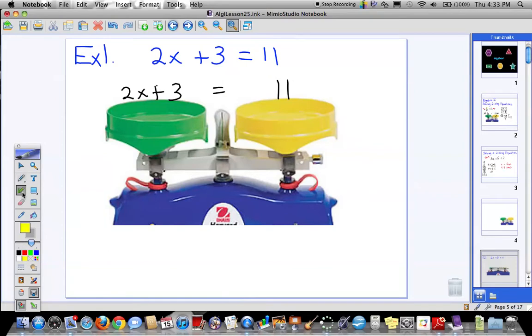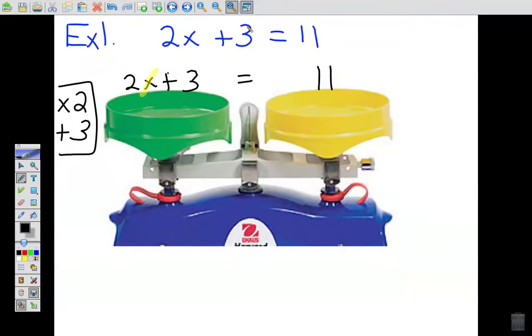Now, just like I did with the one-step equations, I'm going to highlight the letter. I'm going to ask myself, what two operations are happening on the side that the letter's on? What are they doing to x? Well, they're multiplying x by 2. What else are they doing to x? They're adding 3. So, what are the inverse operations of these two operations?